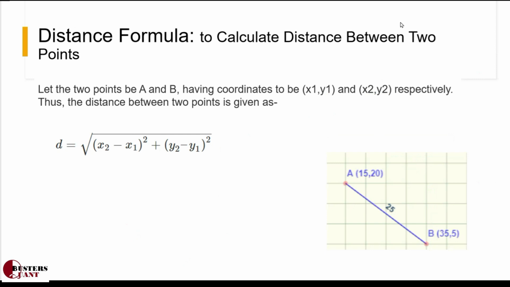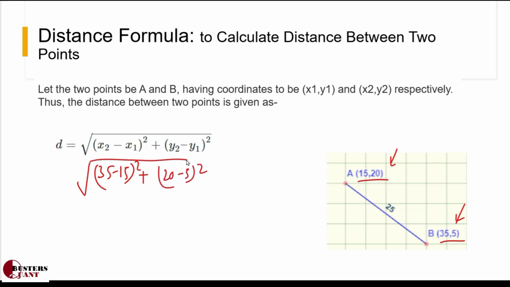Now applying the same formula here, A is given as (15, 20) and B is (35, 5). Using the formula, we get x2 minus x1, so (35 minus 15) whole square plus (20 minus 5) whole square. If I calculate, it will be 20 square, so 400 plus 15 square, 225, under root. So it will be root of 625, which is equal to 25. So the distance between A and B is 25.